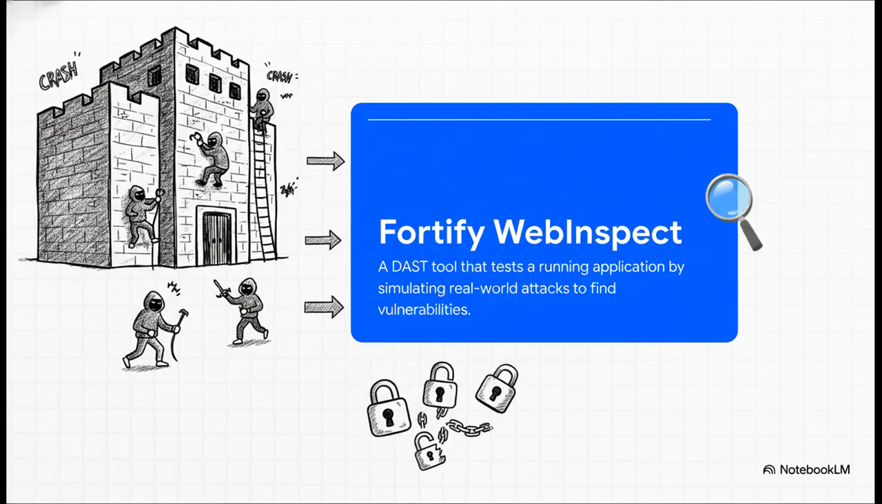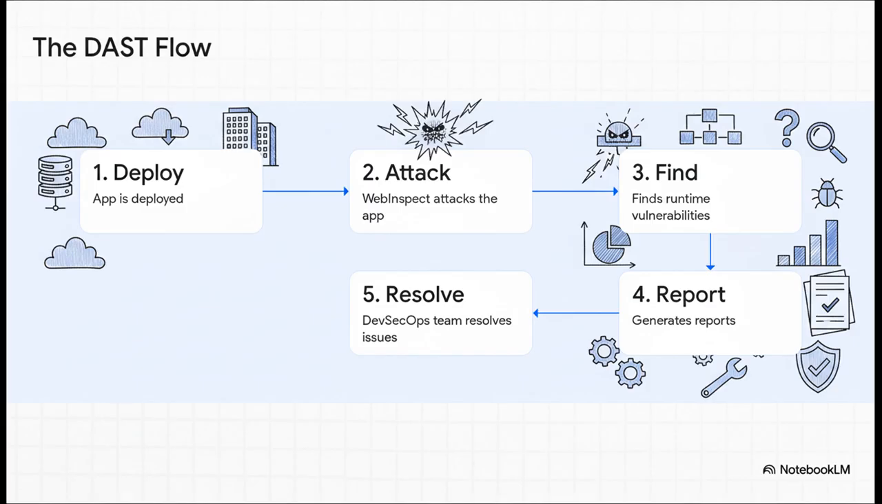All right, let's move on to the next pillar, Fortify WebInspect. This is a DAST tool, which means Dynamic Application Security Testing. So if SCA was checking the blueprints, WebInspect is the security team that's actively trying to break into the finished building. It tests your live, running application by hitting it with simulated real-world attacks to see if the defenses hold up.